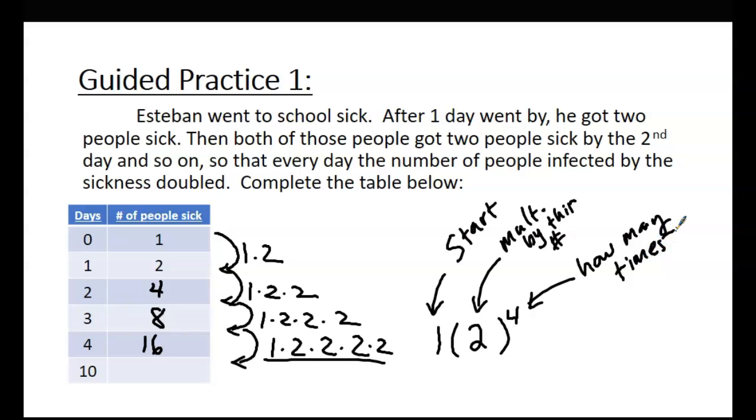So the first number represents how many people we had at the beginning, 1 person. And we multiplied by 2 that many times to get to this particular spot here. So if I wanted to find this one down here, instead of multiplying by 2 that many times, I could write this, right? I could say I'm starting with 1 person, and to get to the 10th day, I need to multiply by 2 10 times. Okay? And we're going to probably be using calculators a lot today for this, but if you did this, you would get 1,024. Okay?